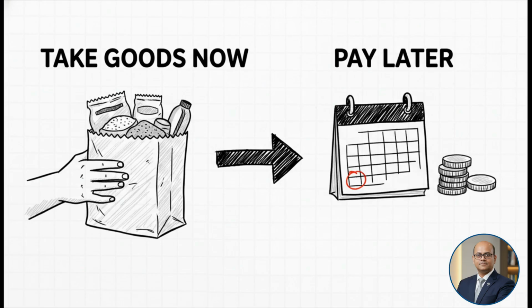Next up is the credit sale. Now here, you take the goods now, but you promise to pay the money later on. A very good example of this is the account your family might have at the local kirana store. Your mother gets all the monthly groceries today, the shopkeeper just makes a note in his little book, and your father pays the full bill at the start of the next month. That is a credit sale.